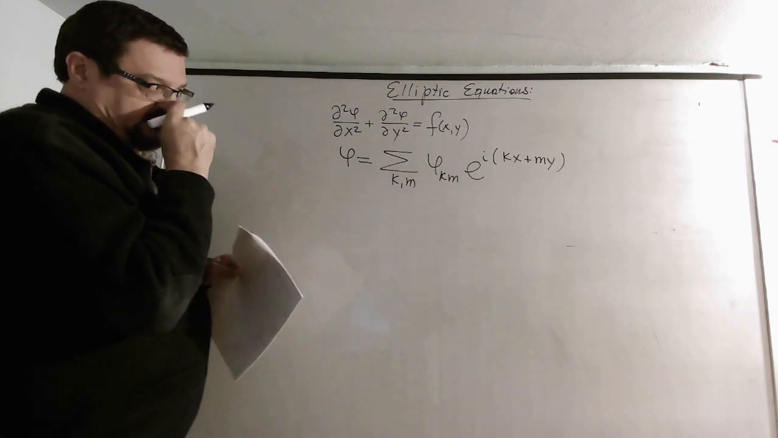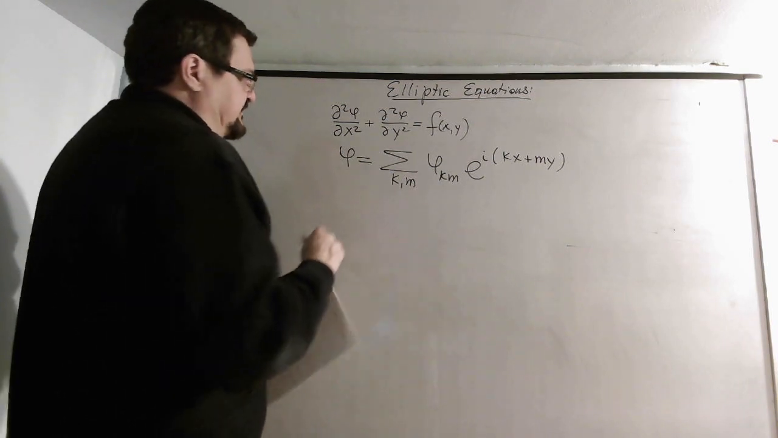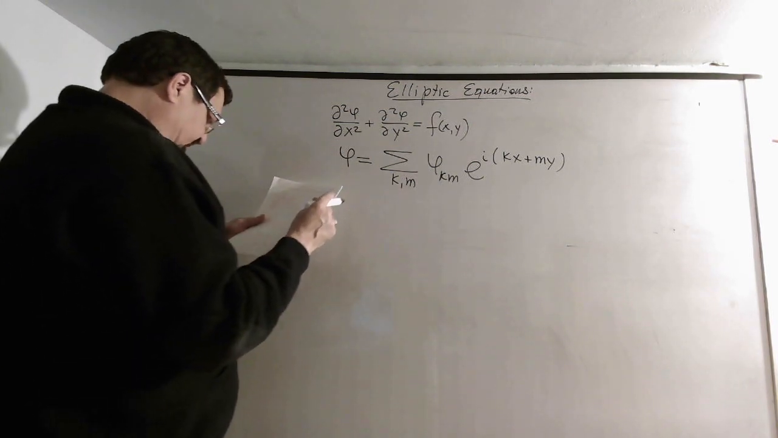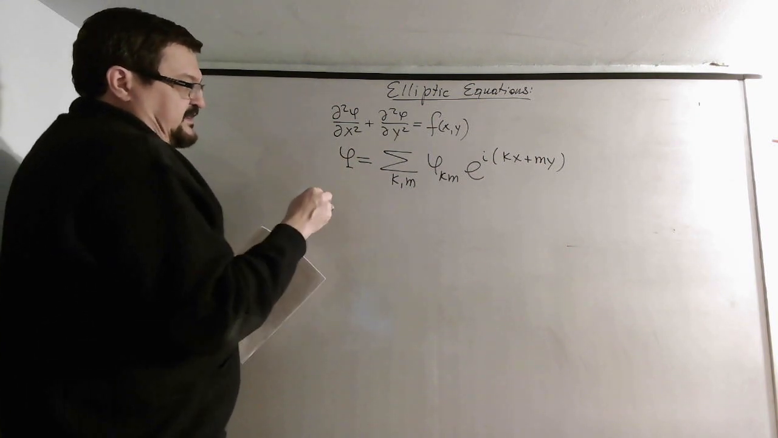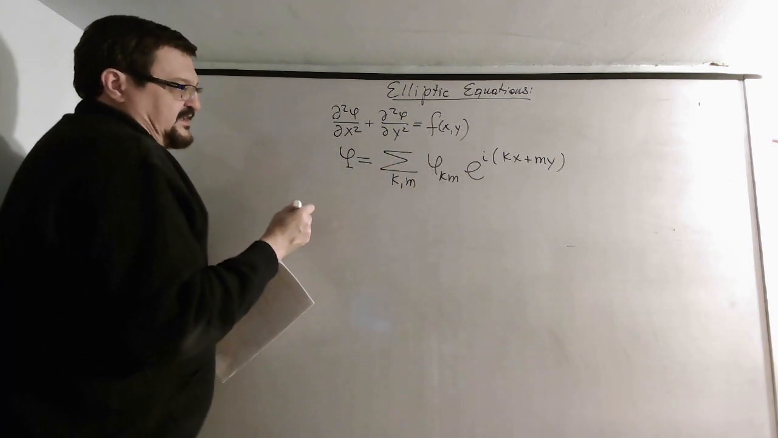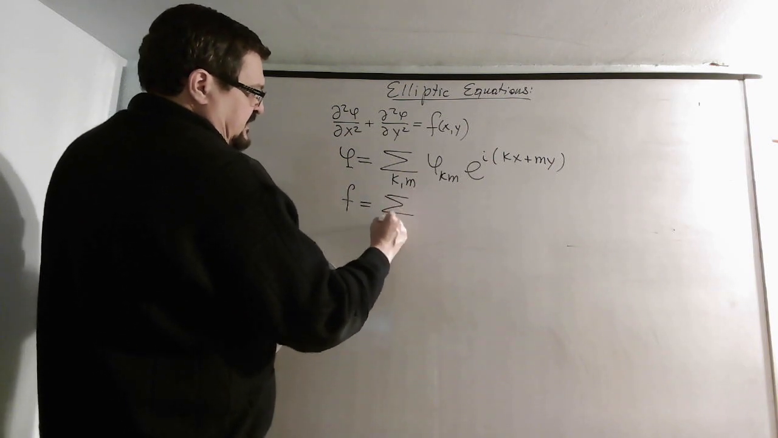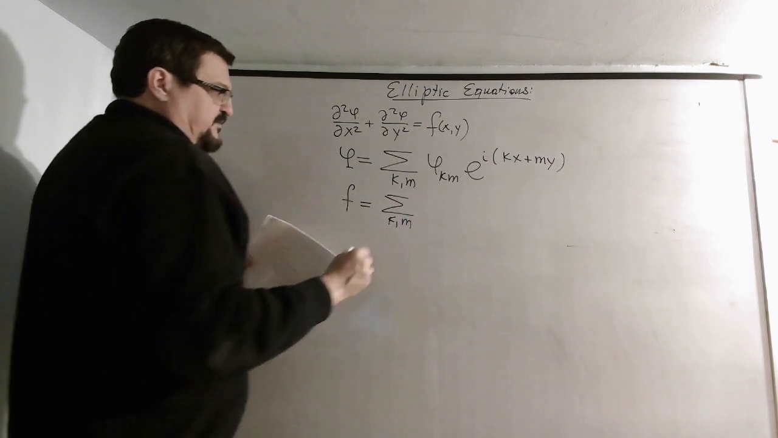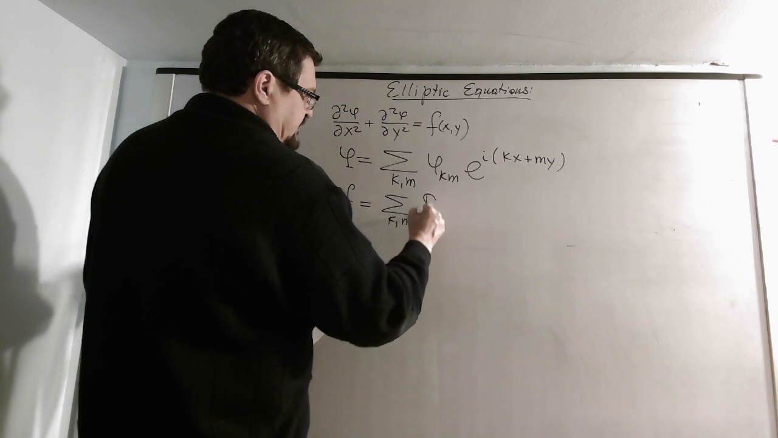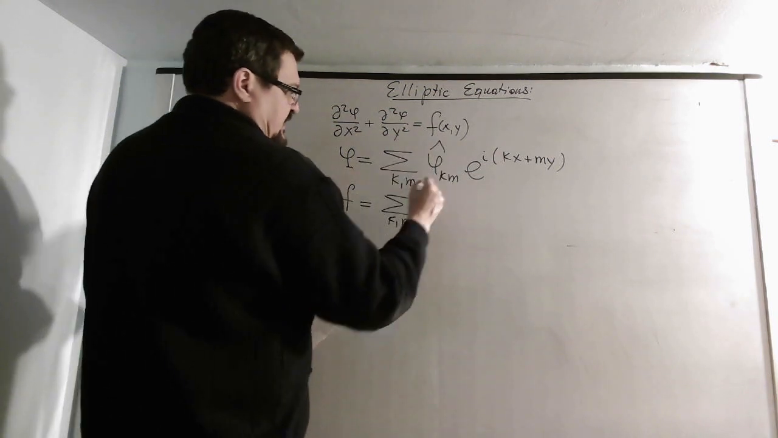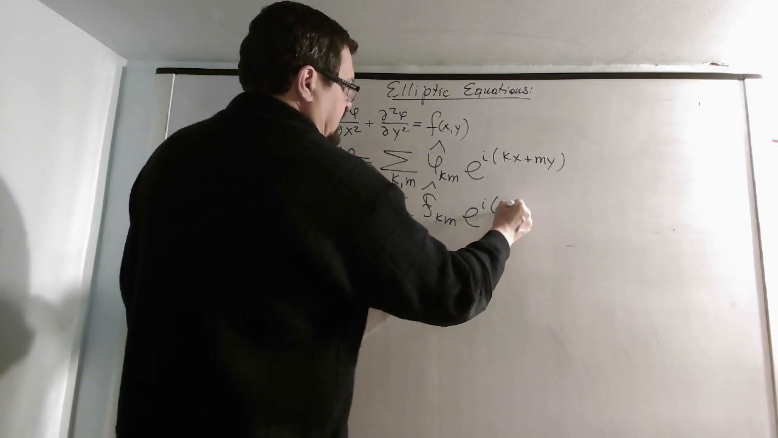So this is just Fourier harmonics. Because the equation is linear, we can easily use Fourier analysis here. We transform our function phi, even though we don't know it yet, just formally. The function f we know, so we also transform it as a sum over wave numbers k and m, f_km e^{i(kx + my)}, where f_km is of course the amplitude.